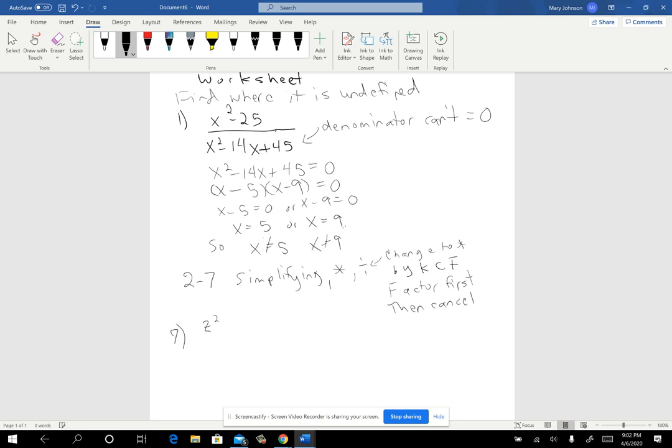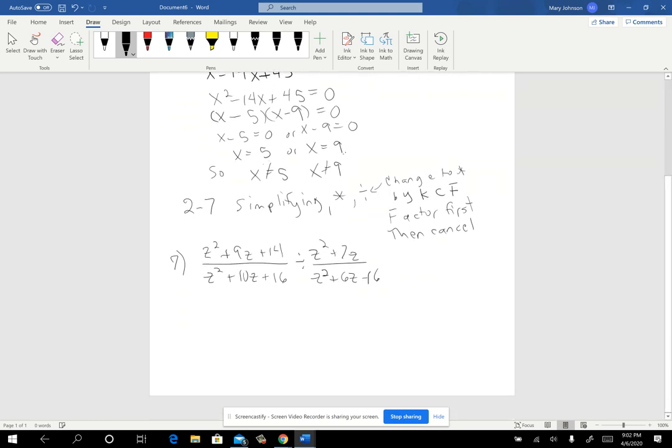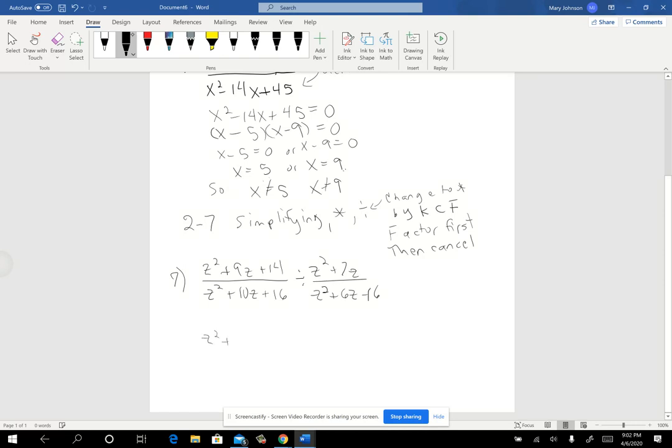So on number 7, we have several trinomials. All right, now this particular problem starts out as a division problem. Okay, so the first thing you're going to do is you're going to keep the first fraction. Change to multiplication, and then flip the second fraction. Take the reciprocal of it. All right, now once you've done that, you're going to work on factoring these things.